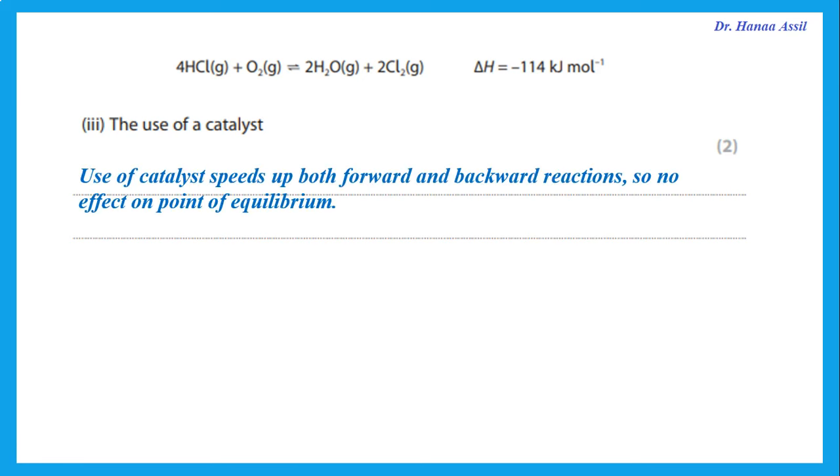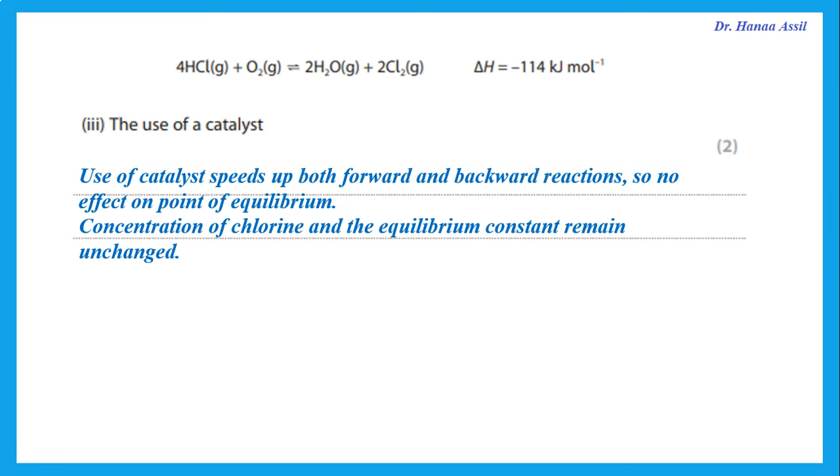What about the use of catalyst? Remember, the catalyst speeds up both forward and backward reaction, no effect on point of equilibrium. So the concentration of chlorine and the equilibrium constant will remain unchanged.